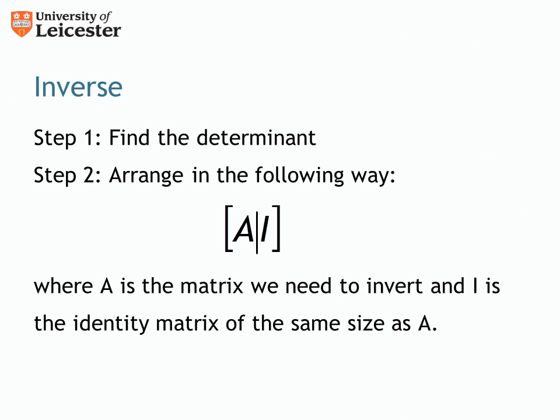We can find the inverse of a square matrix with non-zero determinant. There's more than one way to do this. Firstly, we find the determinant of the matrix. If the determinant is 0, then stop, there is no inverse. We then arrange the matrix in an array, with the matrix on the left and the identity of the same size on the right.